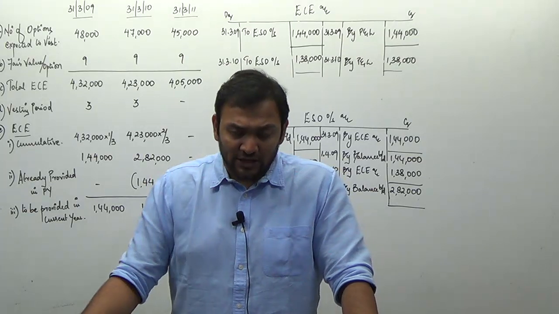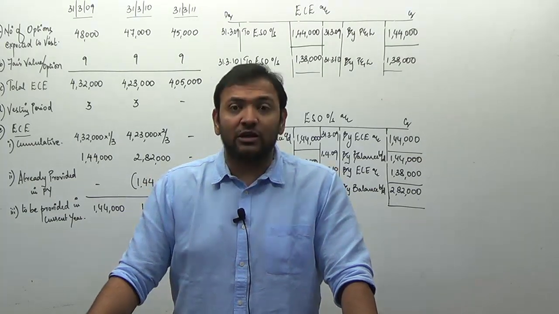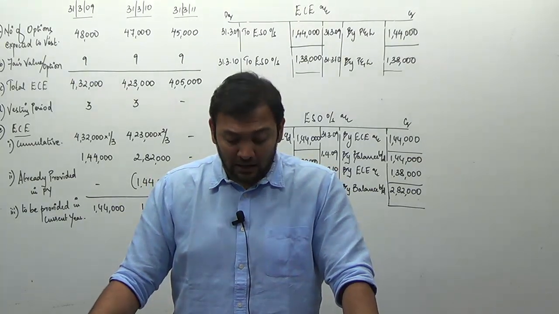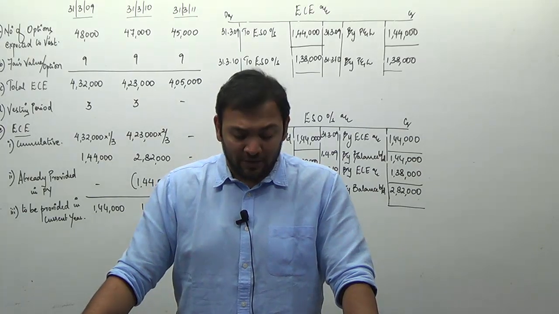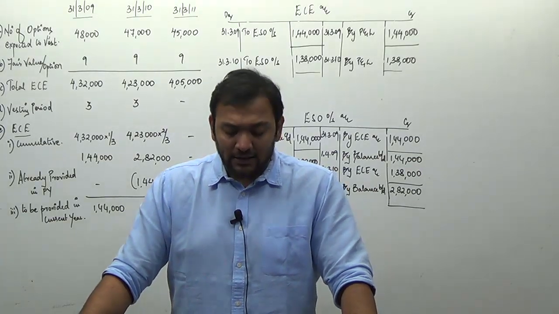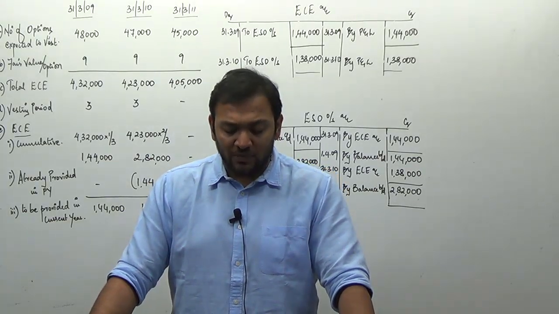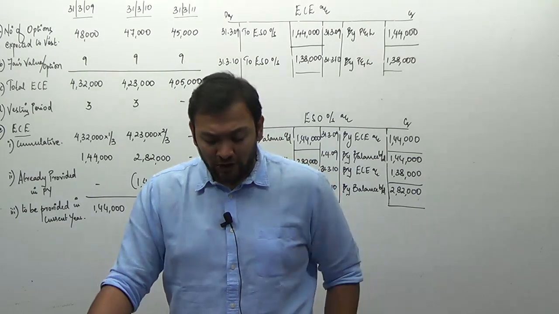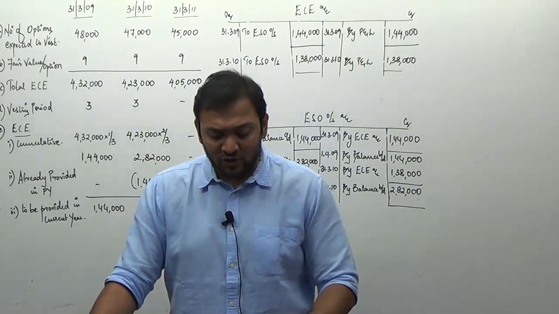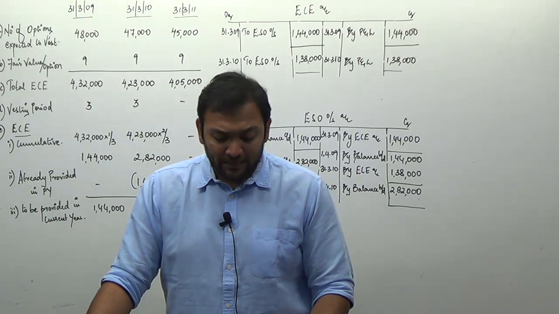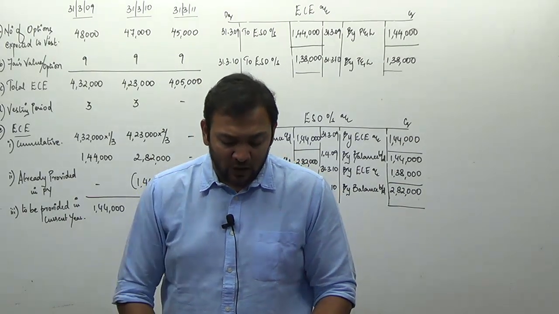The following particulars in respect of stock options granted for the year for the company are available. The grant date is 1st April 2008. The number of employees covered is 500 and options granted per employee are 100. The fair value of the option is 25. The vesting period shall be determined as below.